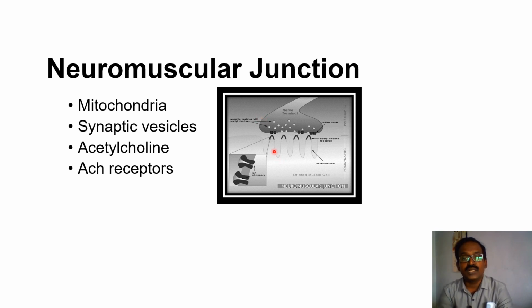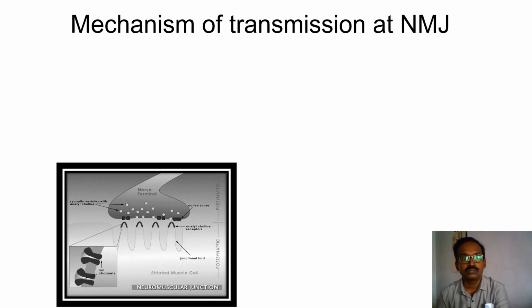The acetylcholine receptors are located in the postsynaptic membrane. Each square micrometer of the postsynaptic membrane contains more than 10,000 acetylcholine receptors. Next, the mechanism of transmission of impulse through the neuromuscular junction.